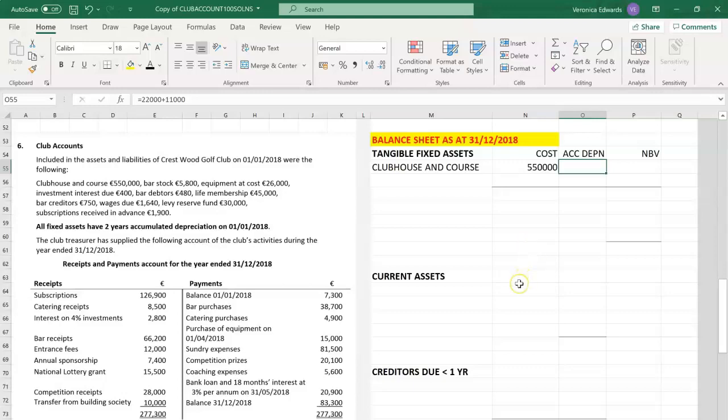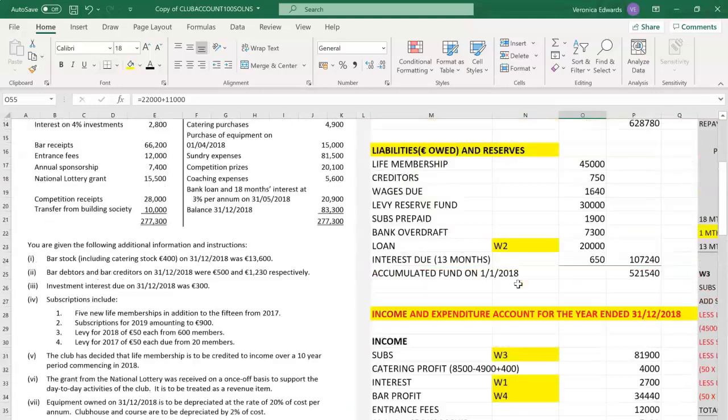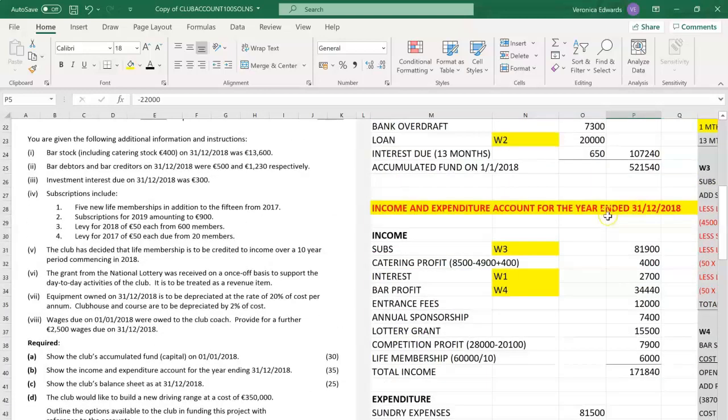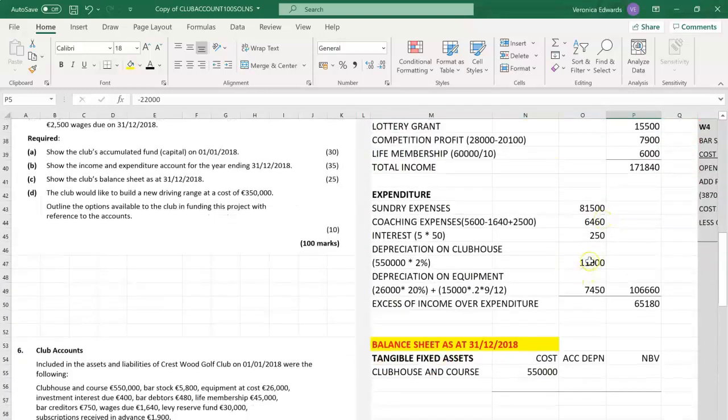Well, you might remember, if you look back up to your accumulated fund, that you had 2 years depreciation on it already, and that just brought you up to the beginning of 2018. So that was 22,000, and that you charged an additional depreciation of 11,000 for 2018. So if you add the 22,000 and 11,000 together, that gives you 33,000. That's all depreciation accumulated up as far as the end of 2018. So you take your cost and subtract your accumulated depreciation to get the net book value.